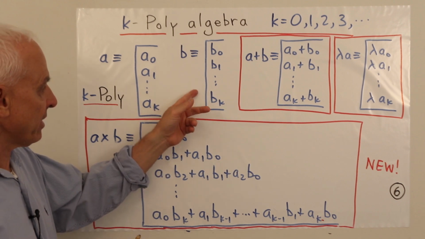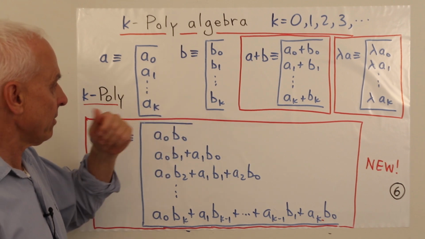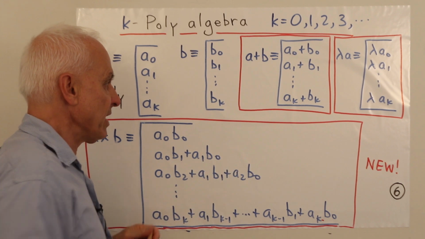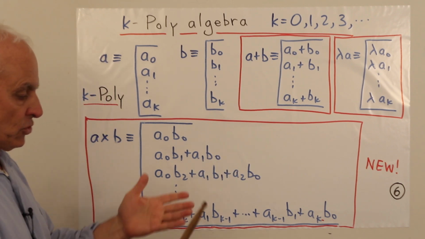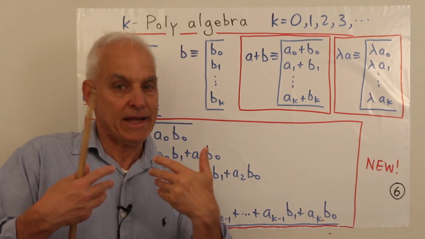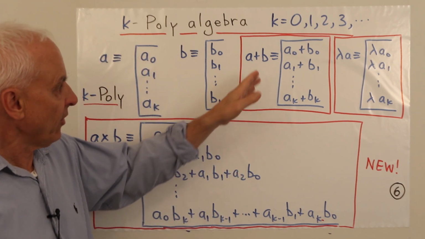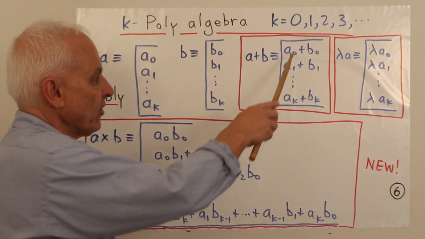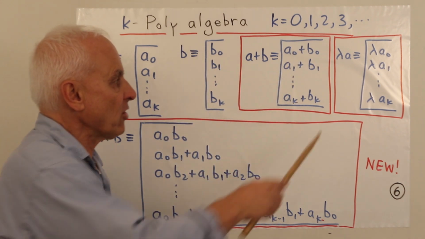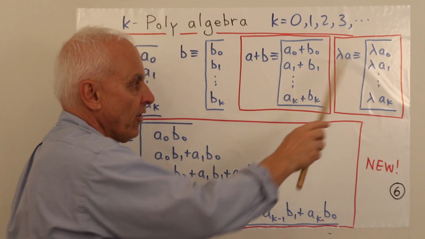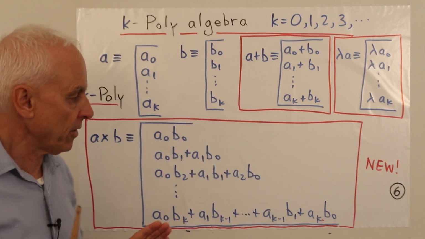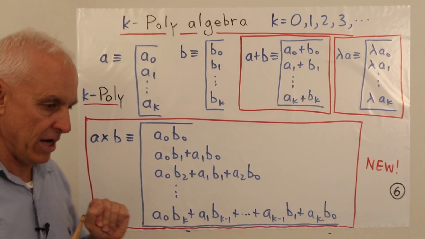Now here's another K-poly, B, with entries b0, b1 down to bk. So the first order of business is to say what the linear structure is, and that's the obvious thing. We're just thinking of these as column vectors. So the addition of A and B is just pointwise, and the scalar multiplication is also just pointwise. So that's very familiar. And now we come to the multiplication.